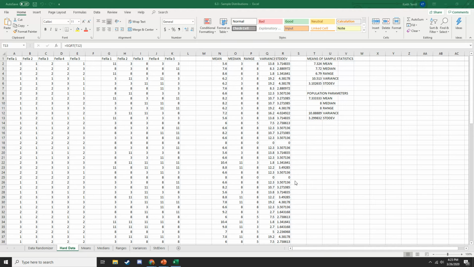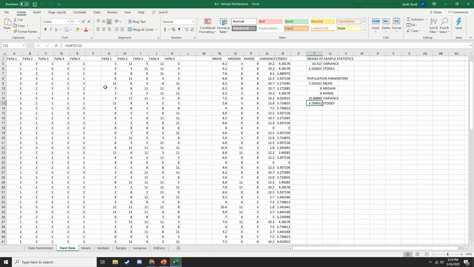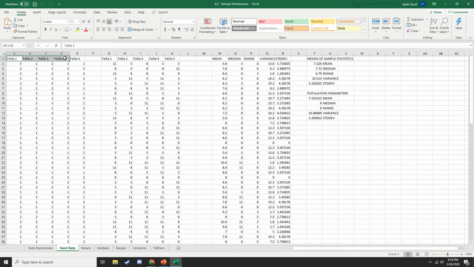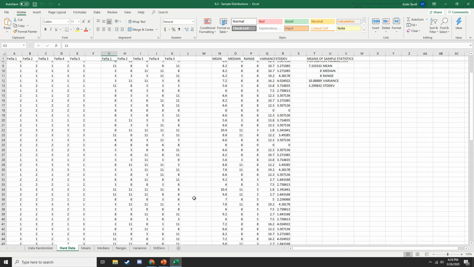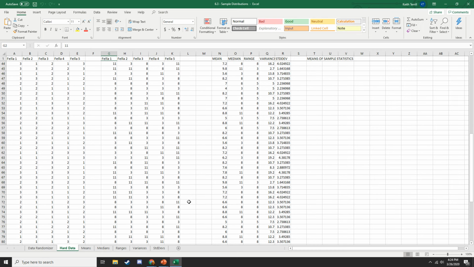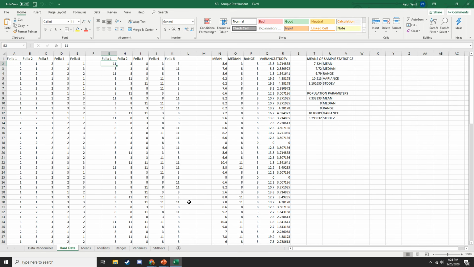So I have prepared 100 random samples. I'll share the spreadsheet with you guys up ahead. But anyway, I've got 5 fellas, and essentially they all have either 3 or 8 or 11 rabbits. And then I've got 100 such samples of 5 people, so that's 500 people total. And I want to know if the mean of my means and the mean of my variances all come out to be the population mean.